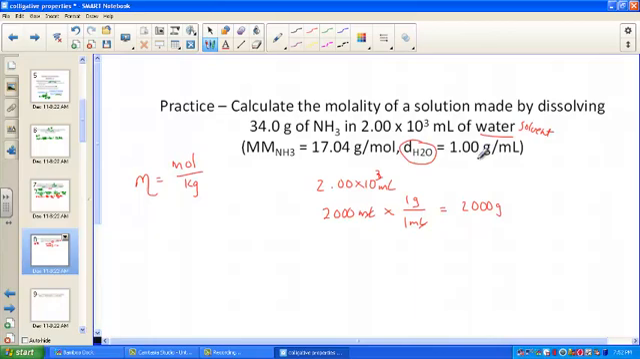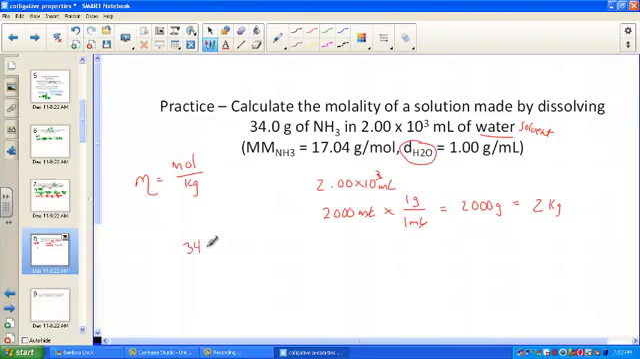Now, friends, that's not always the case. Solutions may have a different density. But in this example, the mass and the volume are indeed the same number because the density was equal to 1. Keep in mind when we get ready to do our molality, we need it to be kilograms. 2,000 grams is the same as saying 2 kilograms of water.